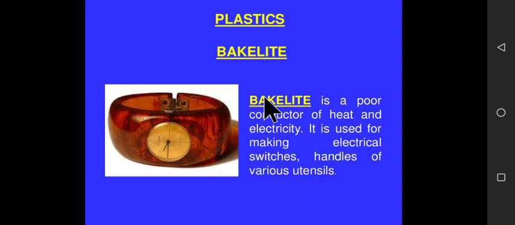Now let's study a few points about Bakelite. So what is Bakelite? As I told you, Bakelite is again a thermosetting plastic. It is a poor conductor of heat and electricity, and it is used for making electrical switches and handles of various utensils that we generally use in our kitchen.